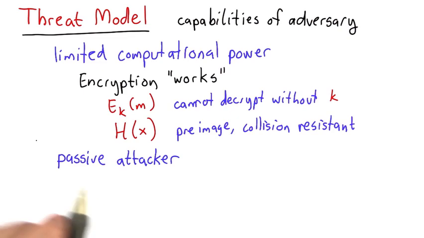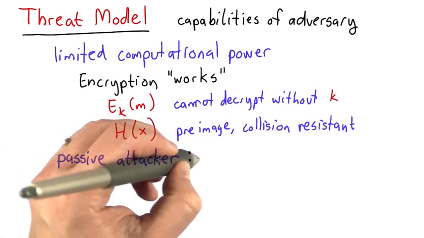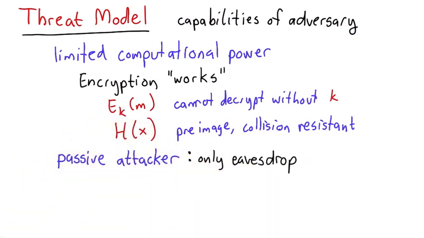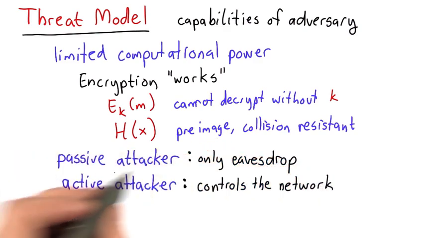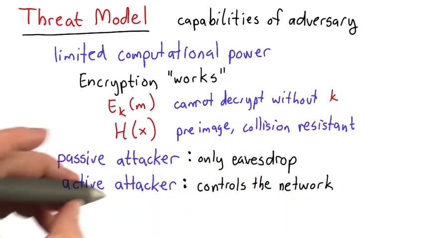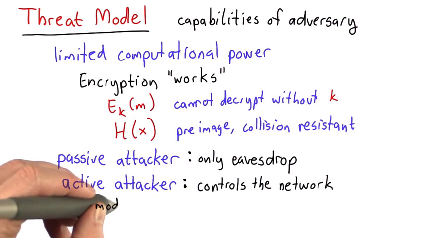We might also make assumptions about what the attacker can do to the network. If the attacker is passive, that would mean that they can only eavesdrop. They can listen in on messages on the network, but they can't modify them, and they can't inject their own messages into the network. A more powerful adversary would be an active attacker. An active attacker controls the network. They can modify data and messages.